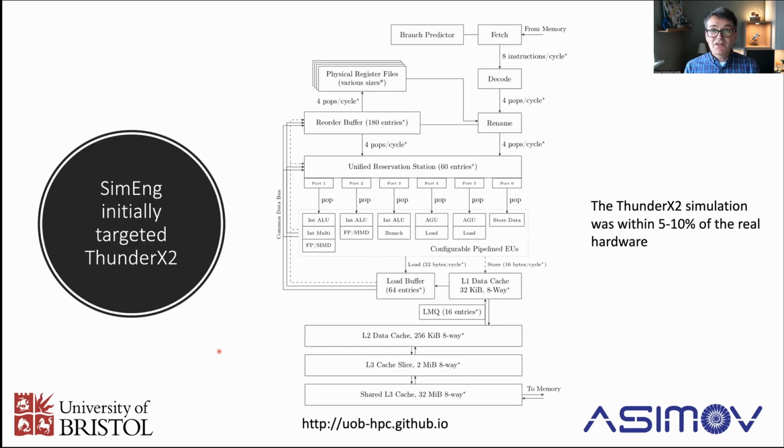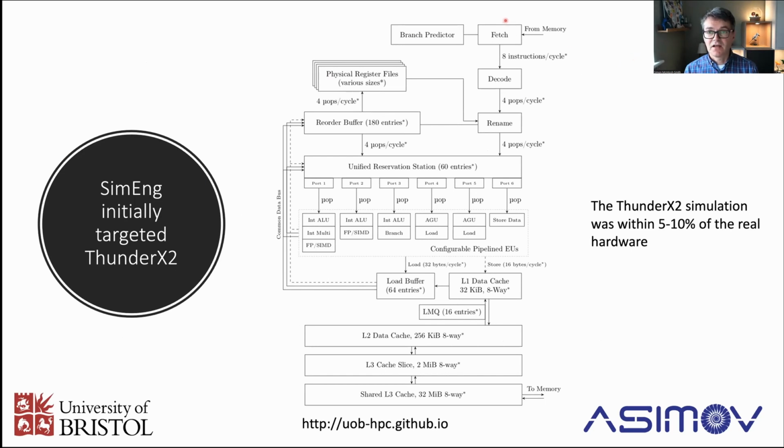So when we first got SimEng going several years ago, we initially started with the Marvell ThunderX2. This was one of the first ARM server processors that was really performance competitive. And this is a microarchitecture diagram of ThunderX2, and this is the level of detail we were modeling it at in SimEng.